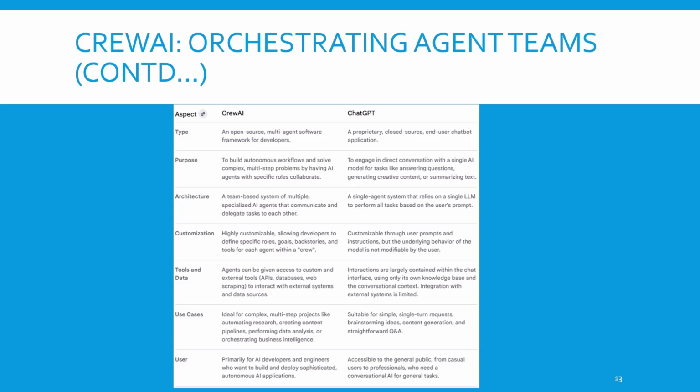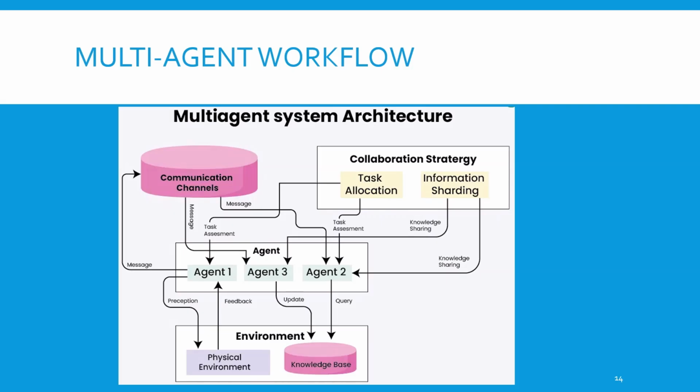CrewAI has access to custom and external tools. ChatGPT is contained within the chat interface itself. CrewAI use cases, for example, are ideal for complex multi-step projects like automated research, creating content pipelines, performing data analysis, and orchestrating business intelligence. ChatGPT is suitable for simple single-turn requests, brainstorming ideas, and content generation. CrewAI is primarily for AI developers and engineers who want to develop and deploy their own sophisticated autonomous AI applications, while ChatGPT is for the general public, for casual users and professionals alike.